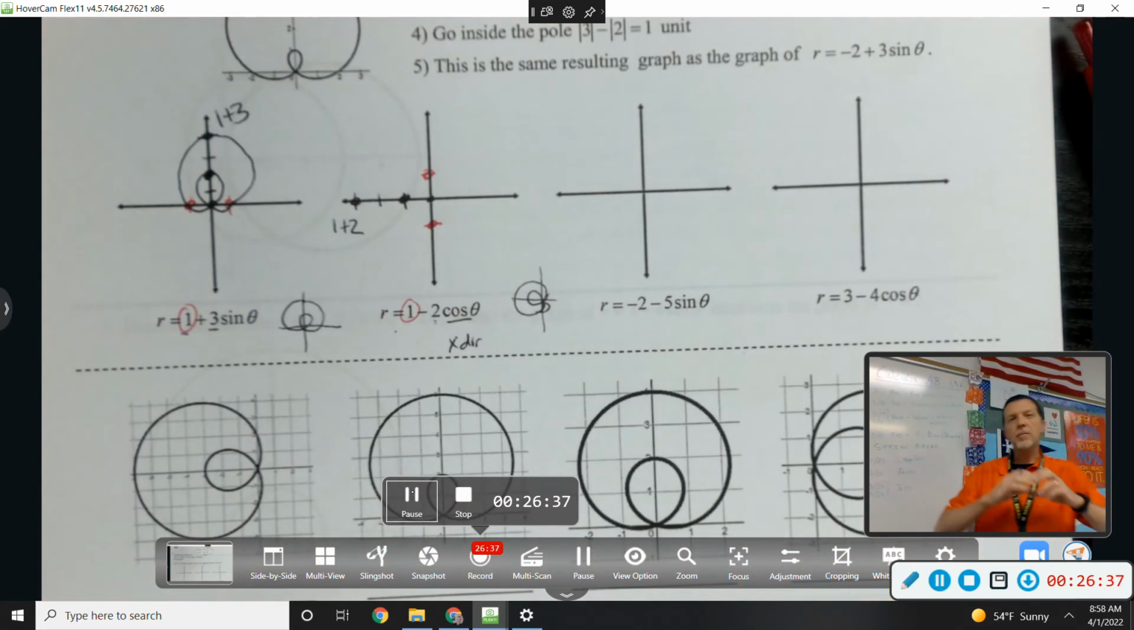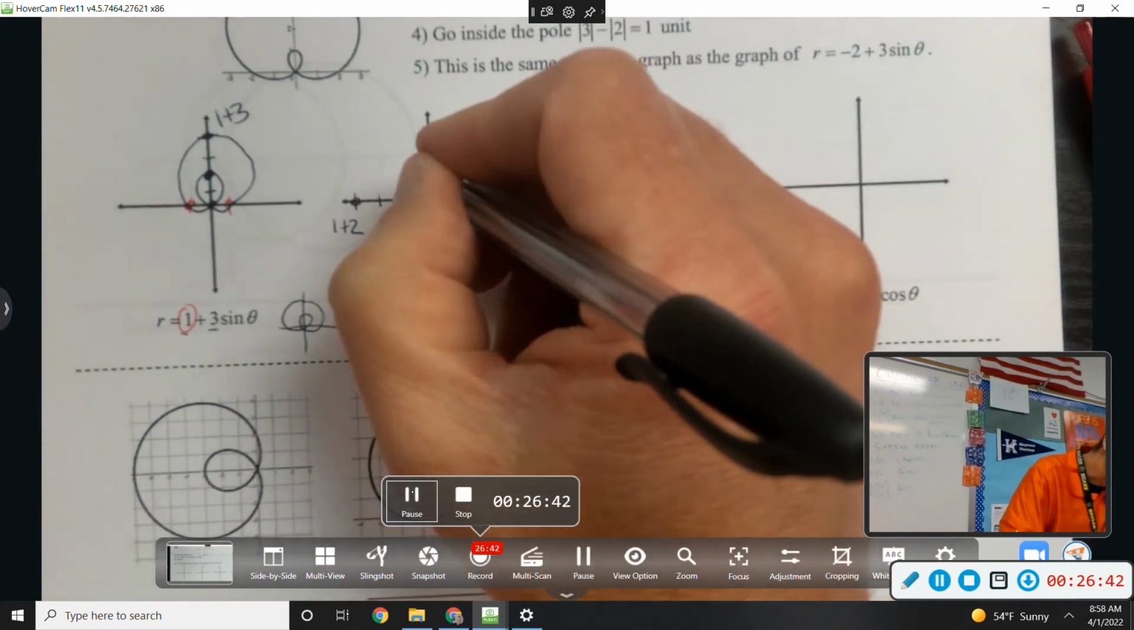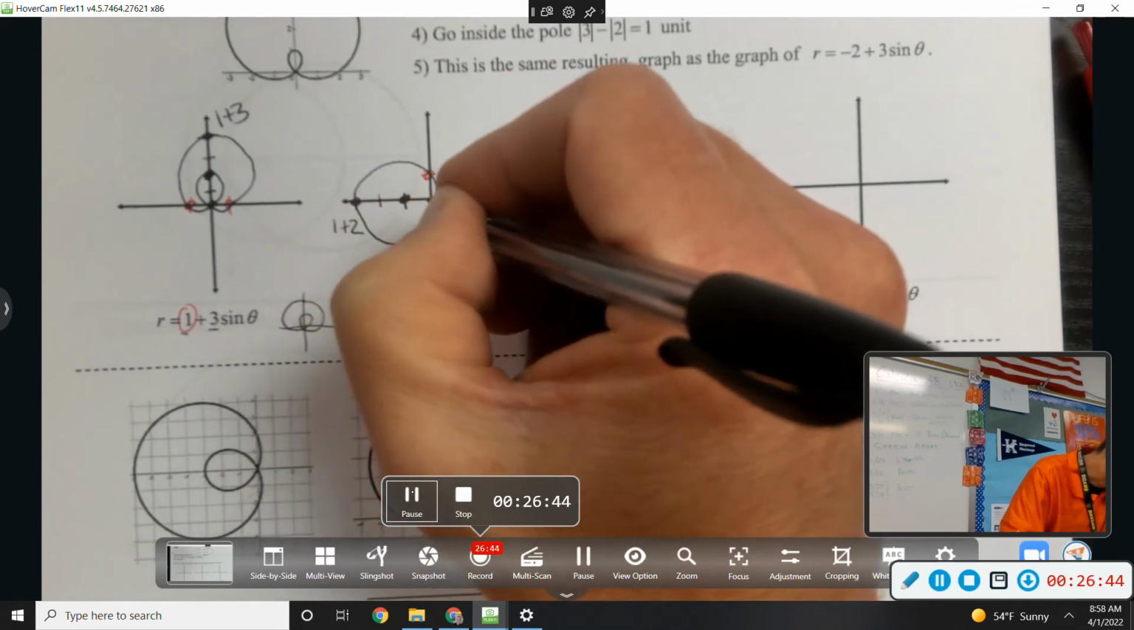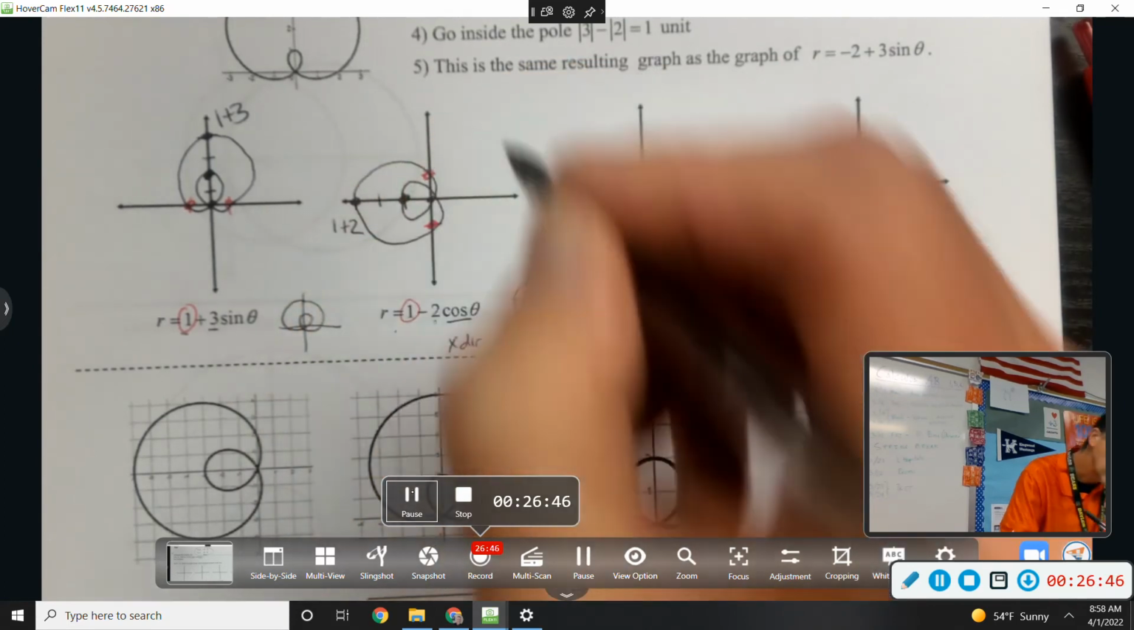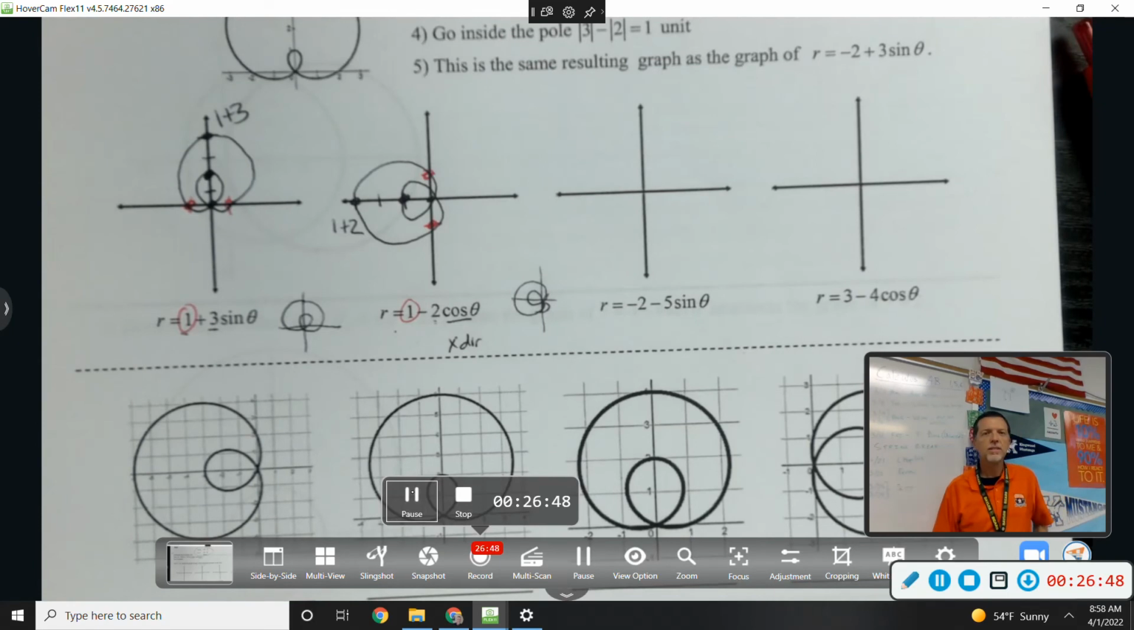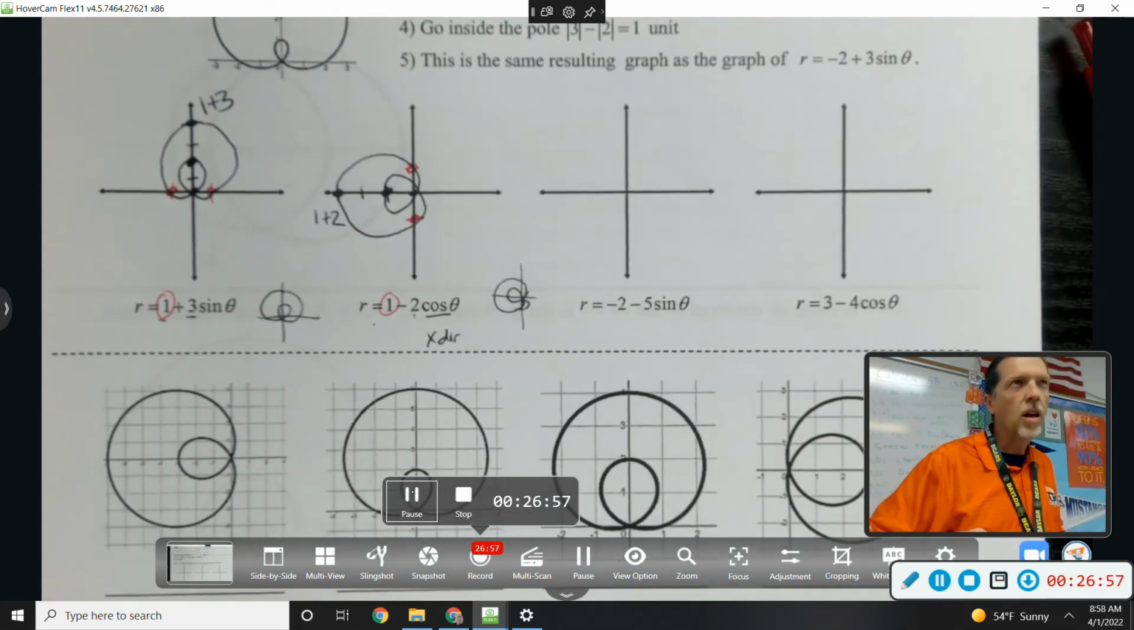Again, make them loopy, make them circular. It's not a game of connect the dots. Try to make them as circular as you can. Ugh, even that one's not great. All right, you try the next one.